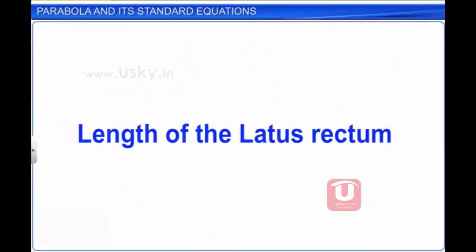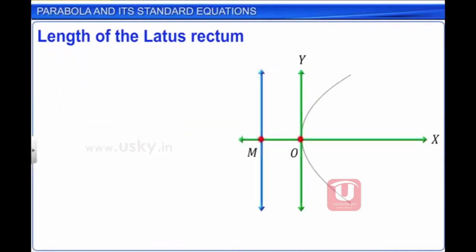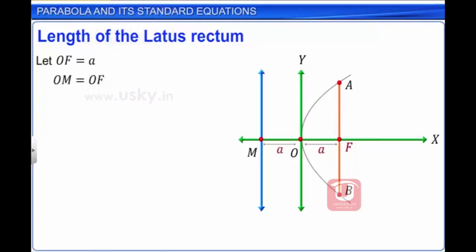Now, let us find the length of the latus rectum of a parabola. Consider a parabola with latus rectum AB. Let the distance OF between the vertex and the focus of the parabola be a. Since the distance of the focus and directrix from the vertex is the same in a parabola, we have distance FM equal to 2a.